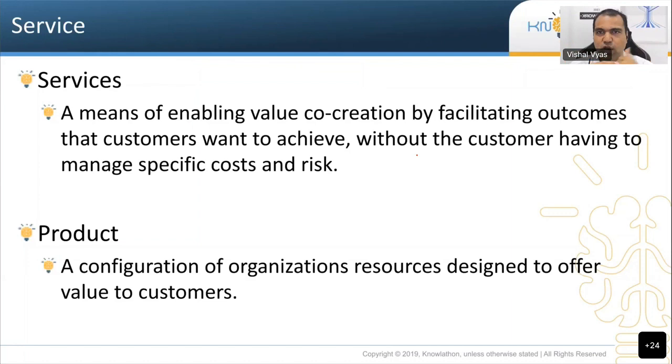Are you getting this point? So it's not that we will not need products. It is just that different people will manage the products.